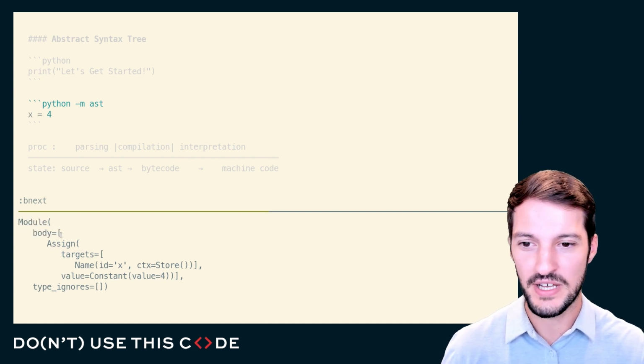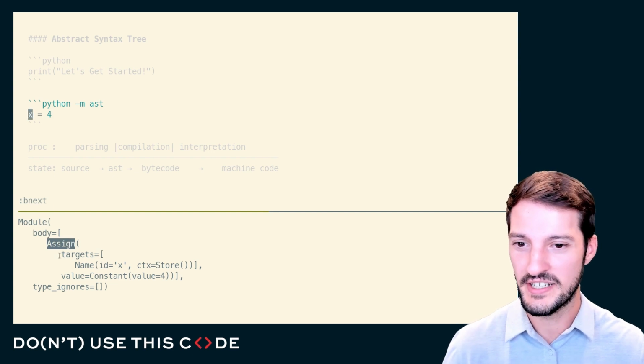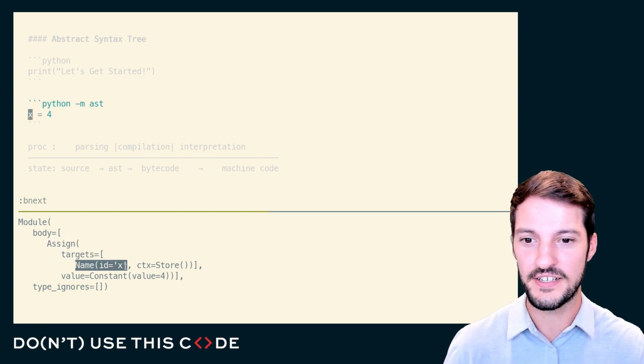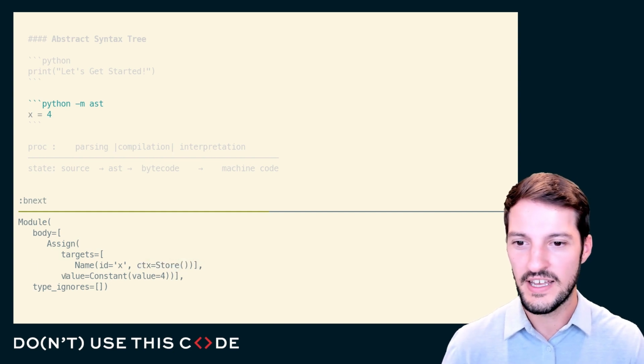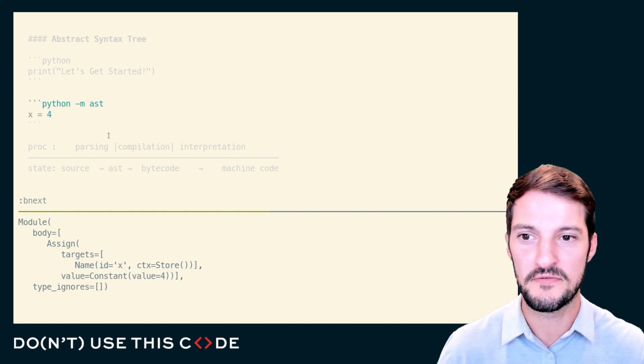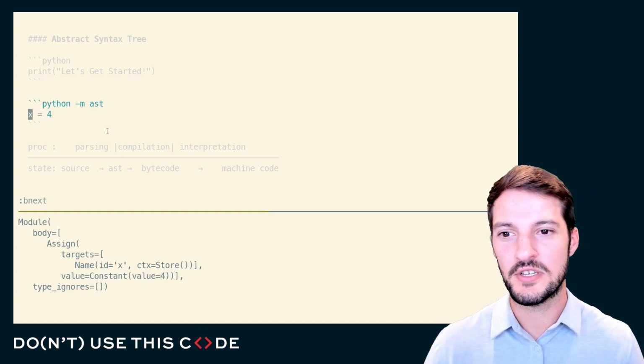I see that that module has a body that's a list, and I see that that list contains something called an Assign, and it has a target, and that target is named x, and what's it doing? It's storing something. Okay, and then what's it storing? Well, it's storing just this constant, and that constant has a value of 4. And so we can reason about this.